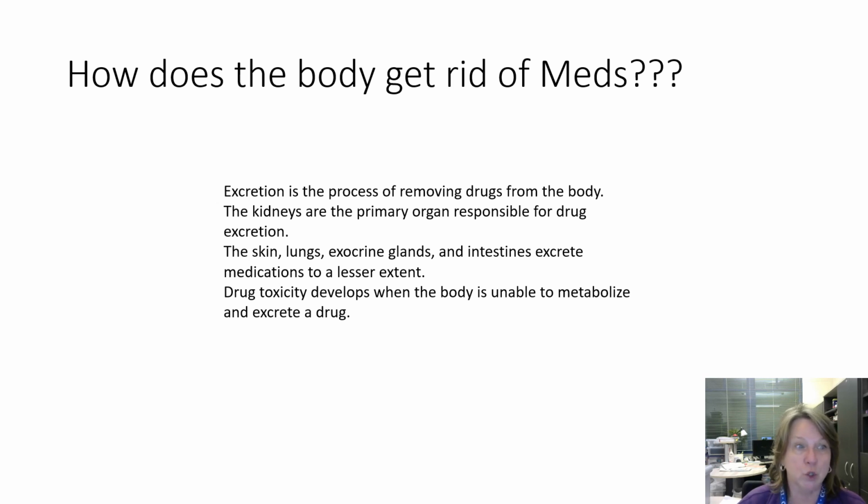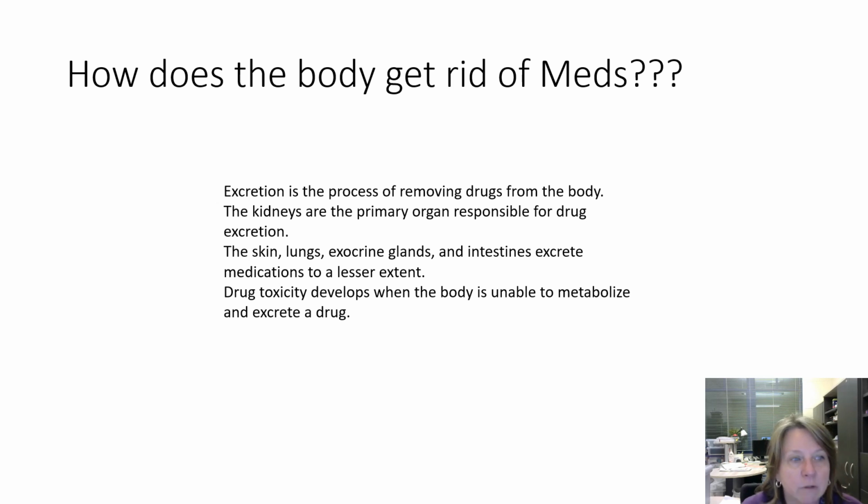The body excretes drugs. The kidneys are the primary organ responsible for drug excretion. So we metabolize, we process, we pull this, we pull that. It gets down to the filter of the kidney, and the kidney's like, hey, it's time to get rid of this mess. We're getting rid of all the toxins of the body. It'll pull it, and you'll pee it out, right? Great. The skin, lungs, exocrine glands, and intestines excrete medications to a lesser extent. They still do excrete the meds, but the biggies are the kidneys.